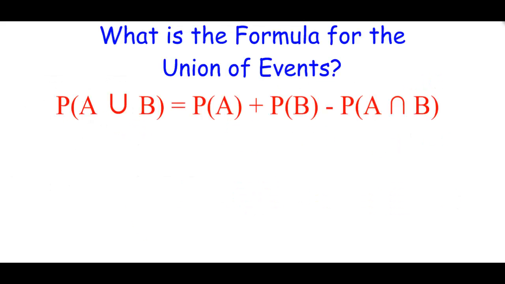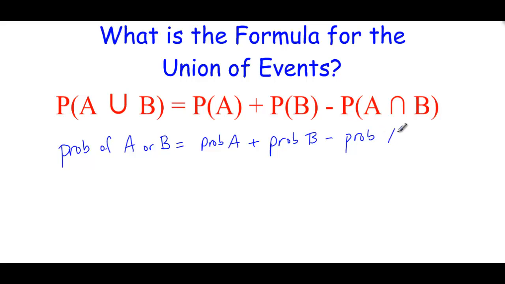But what we're going to be dealing with is more complicated problems dealing with unions. Our unions actually deal with intersections as well. So we want to find the union of two events. How we actually say this is the probability of A or B, or A union B, should equal the probability that event A happens plus the probability that event B happens minus the probability that A and B happen at the same time.